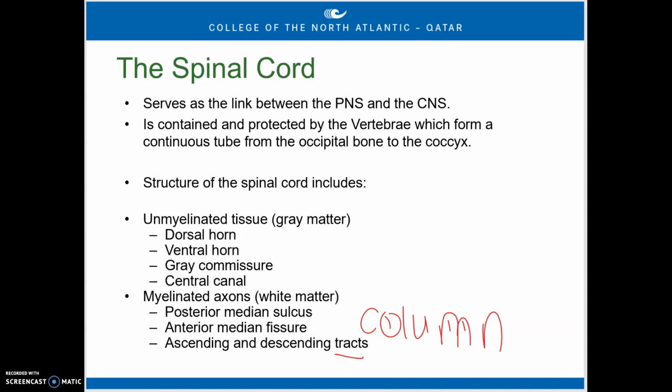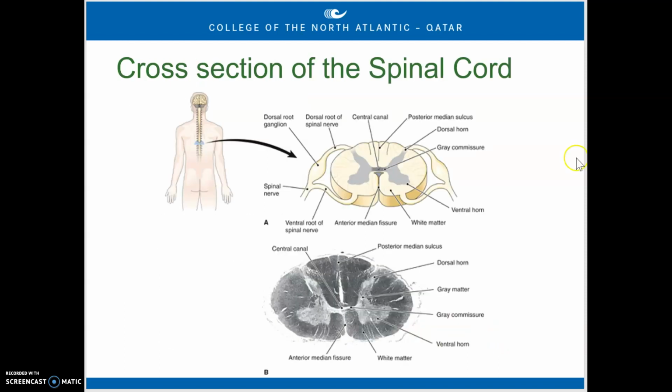Think of those as columns. So we've got a posterior median sulcus. We said that was the posterior column. The anterior median fissure, which is surrounded by the anterior white matter column, and then we also have the lateral white matter. So just to review, have a quick look at this as a review from the lab.